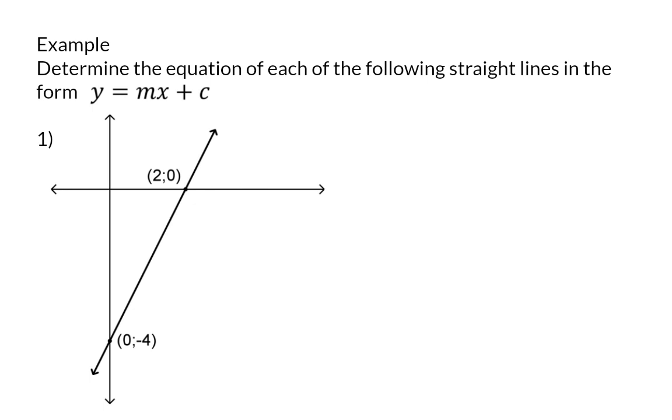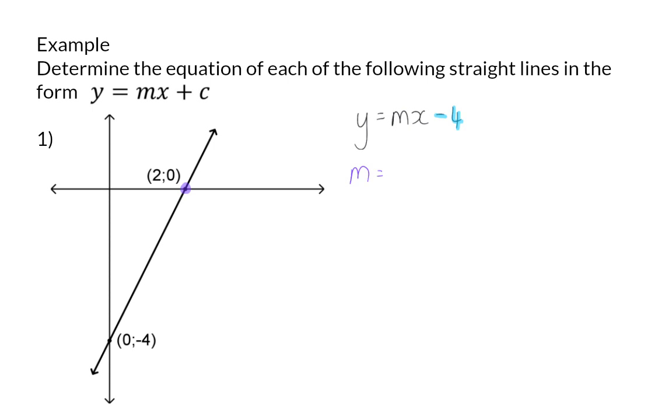Determine the equation of each of the following straight lines in the form y is equal to mx plus c. In the first example, you can see that the y-intercept coordinate is given, and we can immediately say that the c value is minus 4. Now we still need to determine the value of m, the gradient, and to do that, we were given a second coordinate. To calculate the gradient, you can now choose whether you read from the graph or use the formula. I'm going to show both methods.